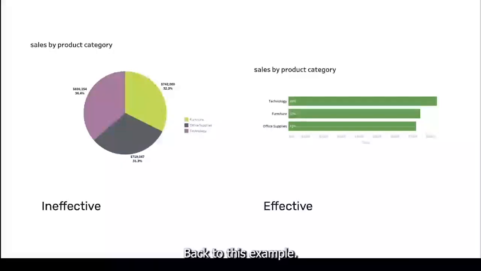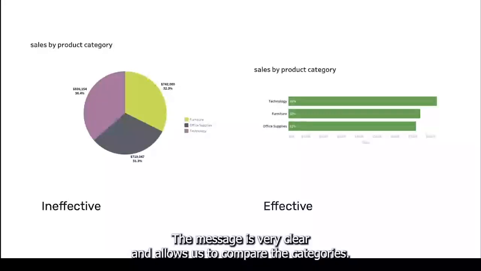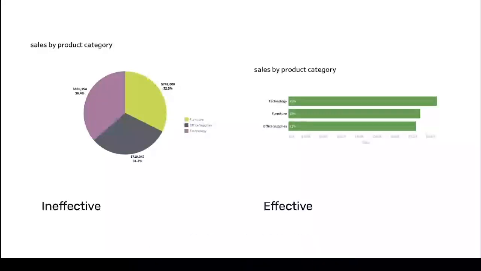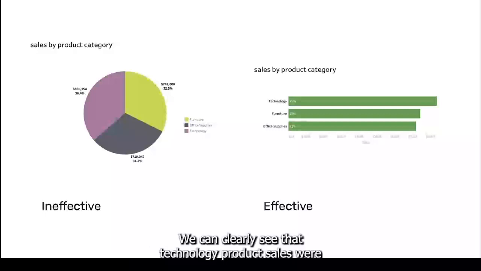Back to this example. The message is very clear and allows us to compare the categories. We can clearly see that technology product sales were higher than the furniture and office supplies categories. This also enhances decision making.